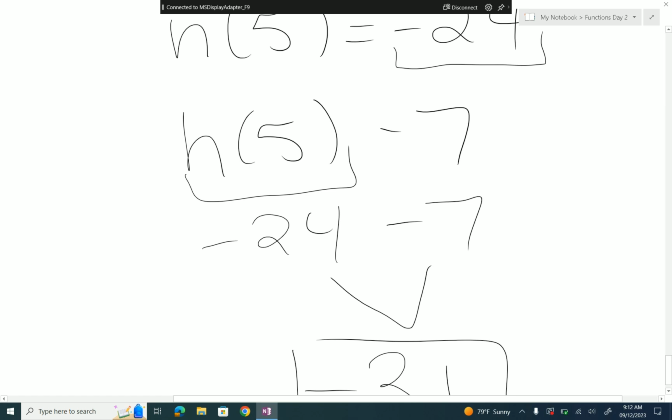So h of 2 means find the value of the output when the input is 2. So plug in 2. And then B, I've just got that, but a little bit more complicated. I have to find h of 4 and h of 1. And then I just do what it tells me. Take h of 1 away from h of 4.